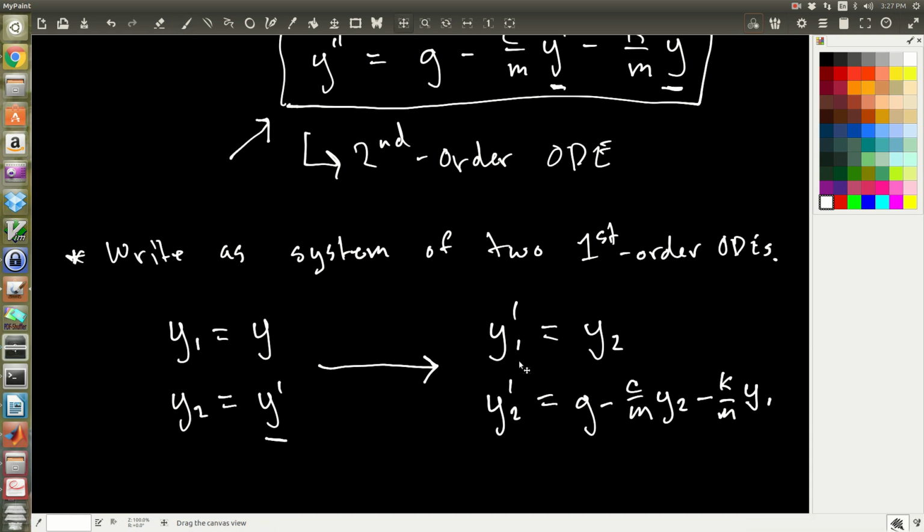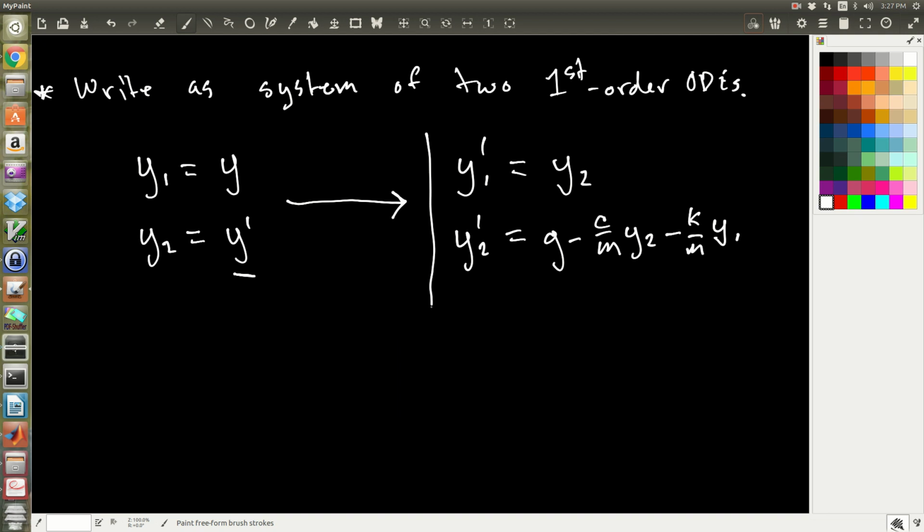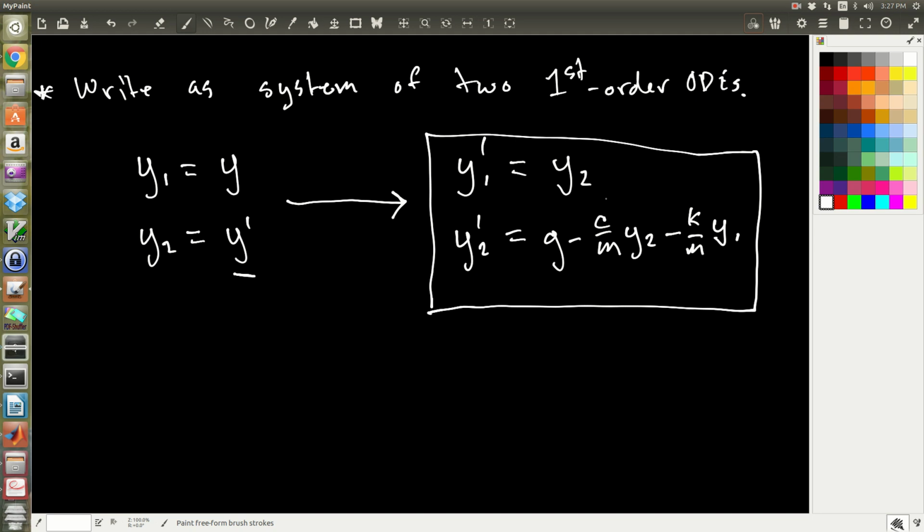Now I have two differential equations that are both first order. They're first order because the highest derivative for each of the variables is just the first derivative. So y1 prime is just equal to dy1 dt, that's the first derivative, so it's first order. And y2 prime is equal to dy2 dt.